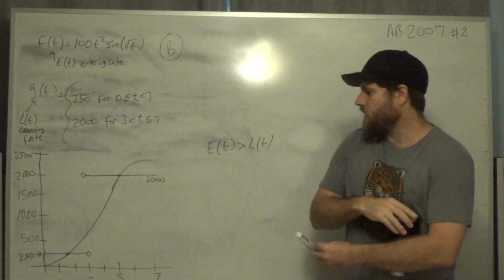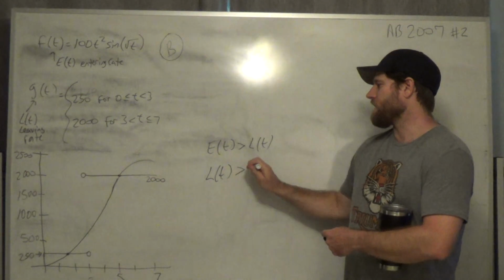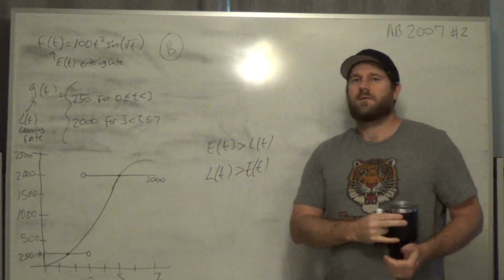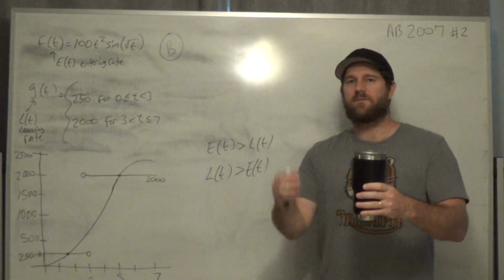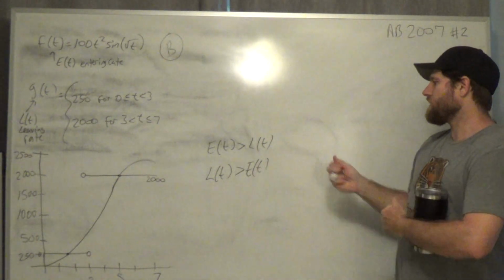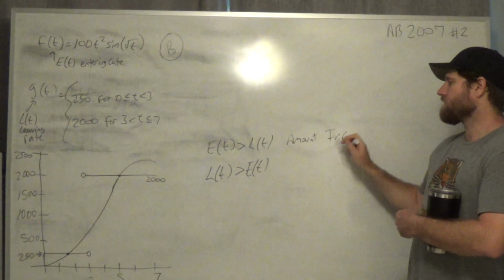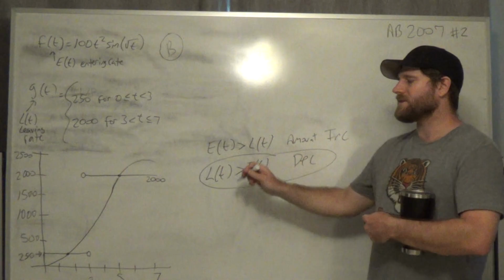Now, when this switches over, and the leaving rate is greater than the entering rate, so things are leaking out faster than I can pour it in, the amount decreases. So here the amount increases, and here decreases. And this is what we want. We want to know when it is decreasing.